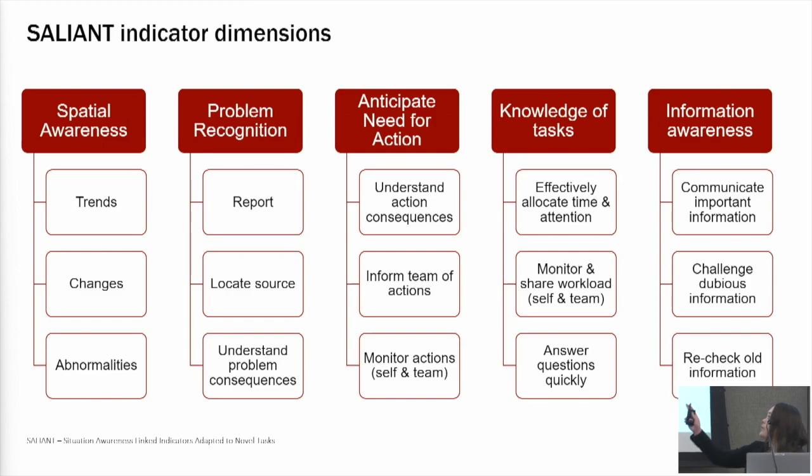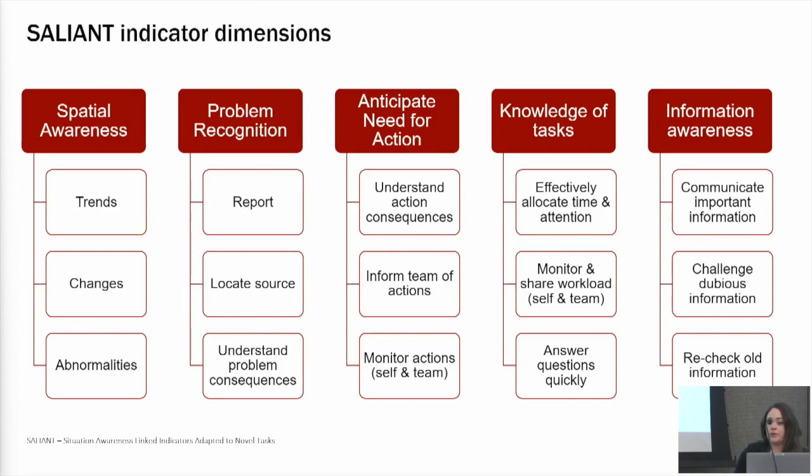At the top in red, we have our general categories of behavioral indicators, things like spatial awareness, problem recognition, information awareness. And then we have subcategories as well. So we're talking about noticing changes in the environment, informing team members of intent to act, allocating time and attention to specific tasks and delegating work among team members, and effectively sharing workload in accomplishing some team level mission.